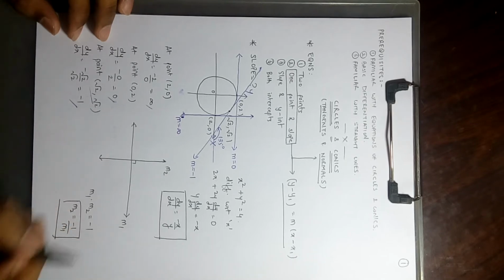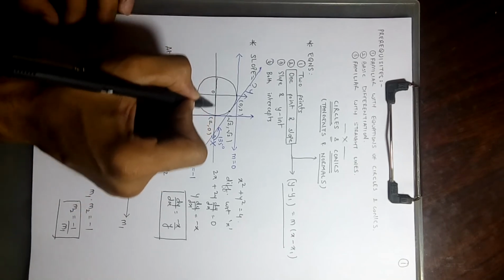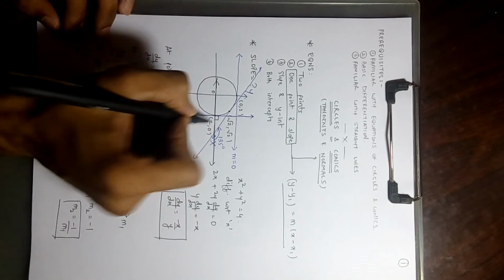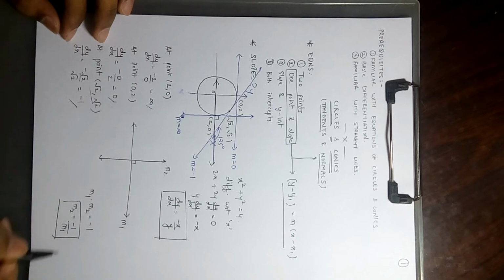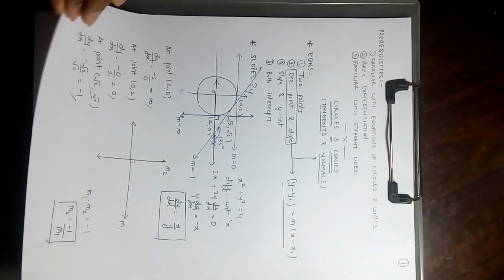So for a curve, tangent and normal are perpendicular to each other, and that is how I find out the slope of the normal as well, using the same thing. Now let us clearly understand this using one more example.